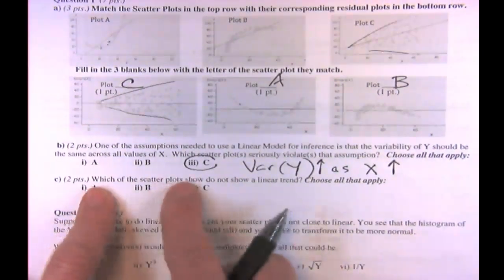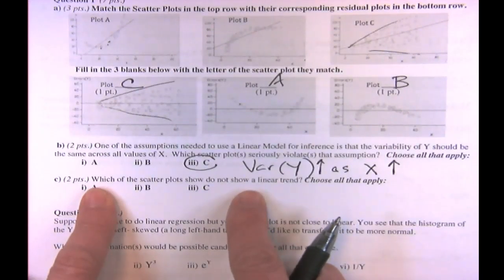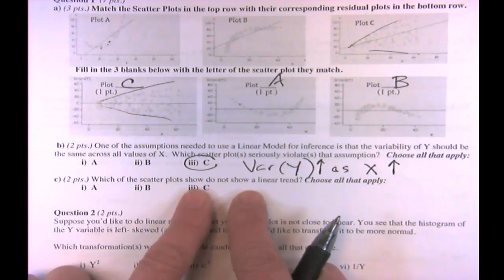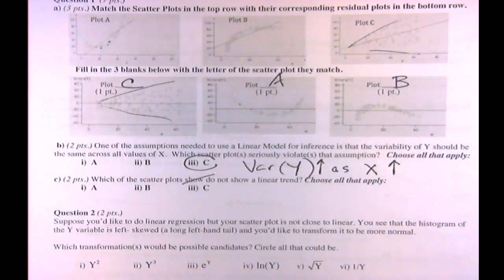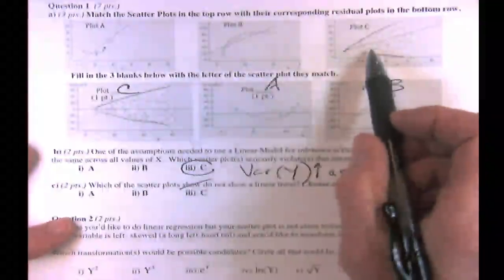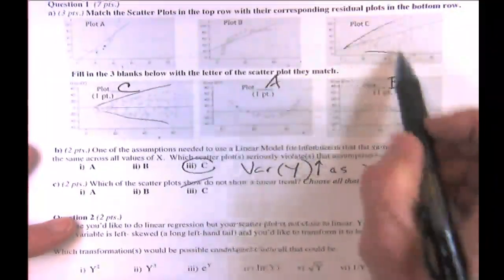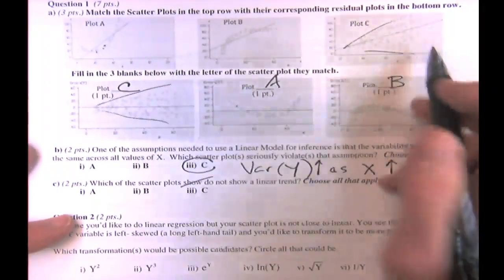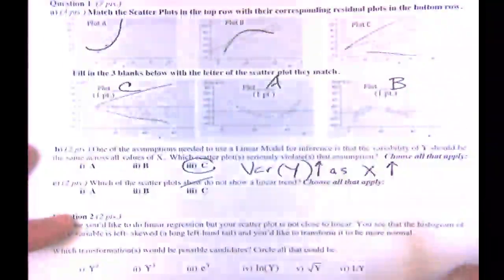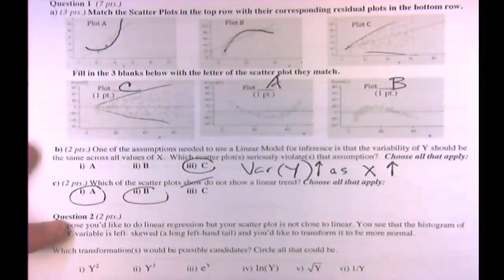All right, now which of the scatter plots do not show a linear trend? Well, that's pretty easy. This one does show a linear trend. It just violates the homoscedasticity assumption. But look at these. These show curvilinear patterns, right? So those are the two. That's the answer. All right, next one.